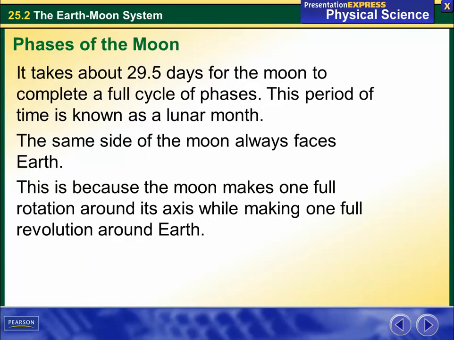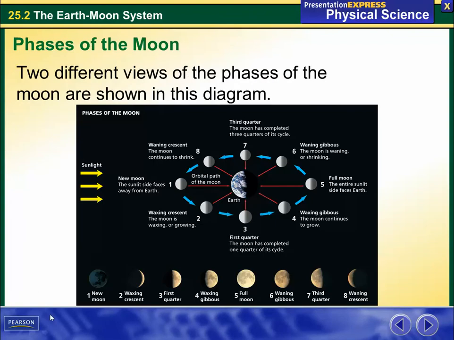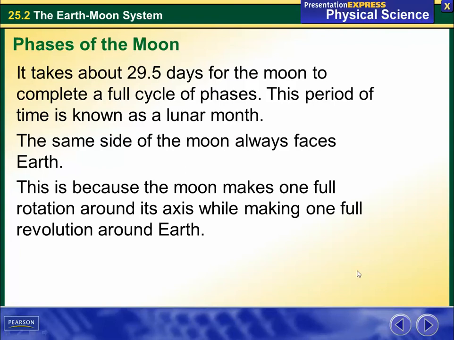Now, some more about the phases. It takes about 29.5 days for the moon to complete a full cycle of phases. This period is known as a lunar month. The phases go from new moon to waxing crescent, first quarter, then waxing gibbous, full moon, waning, third quarter, and so on. We'll talk about those more. It takes about 29.5 days to complete the full cycle of phases, known as a lunar month.